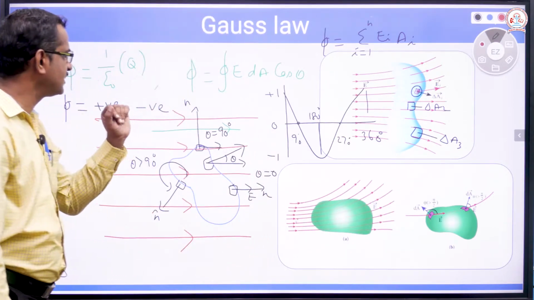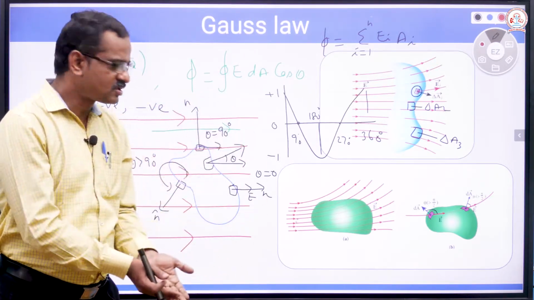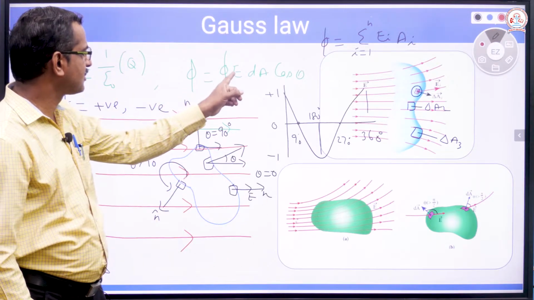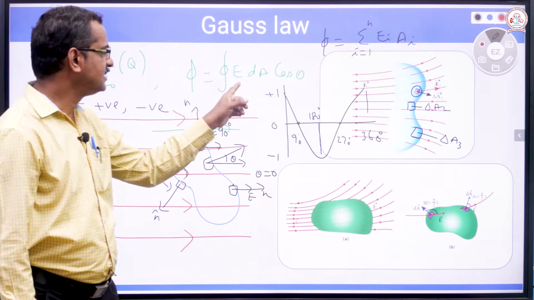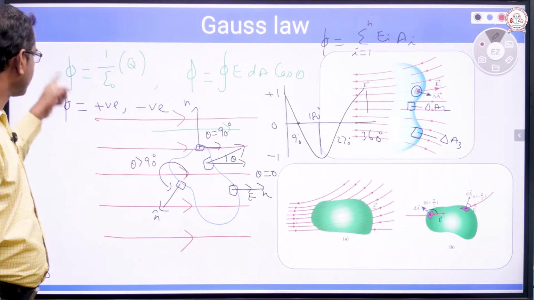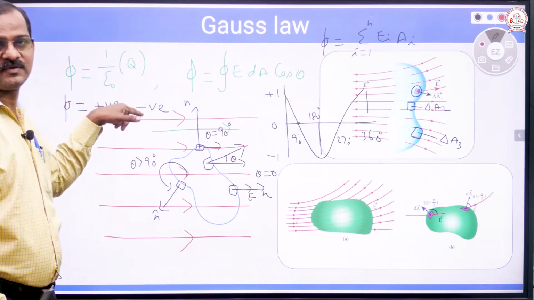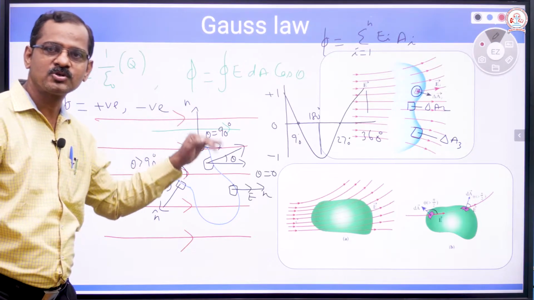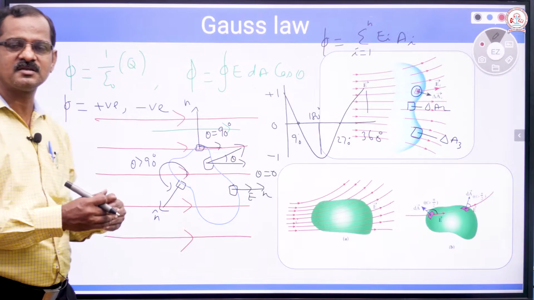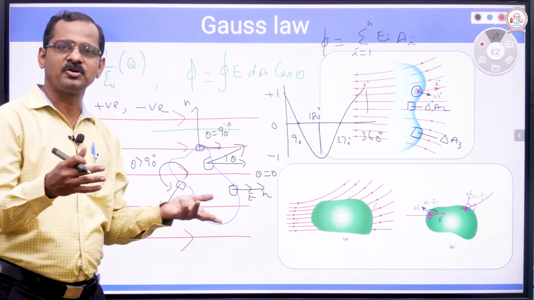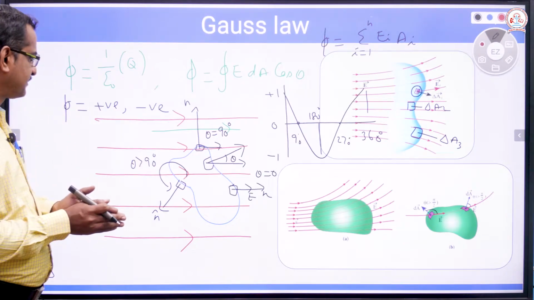So Gauss law says that the total electric flux over any closed surface is equal to 1 by epsilon naught times the charge enclosed by the surface. Total electric flux equals the closed integral of E dA cos theta. Total flux phi is equal to 1 by epsilon naught times the total charge enclosed by the surface. If the charge is outside the surface, it is not going to contribute anything to the electric flux through the surface.